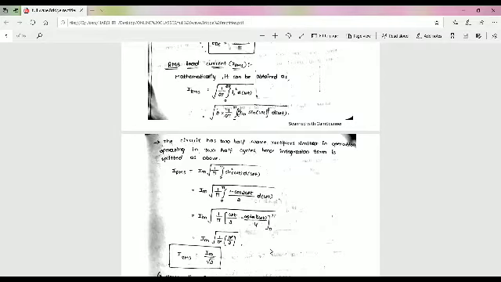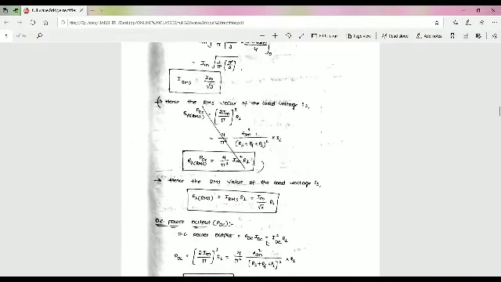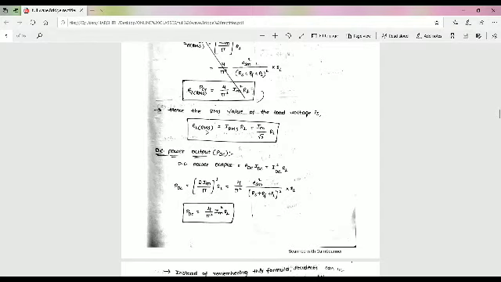So the RMS value of the load current IRMS equal to Im by root 2. The RMS value of the load voltage EL RMS equal to IRMS into RL. Voltage equal to current into resistance. So which current are we taking? IRMS. So EL RMS equal to Im by root 2 into RL.